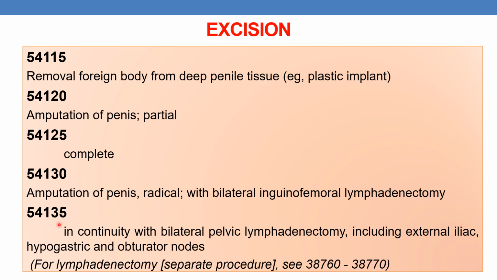The next is 54135. Amputation of penis radical with bilateral lymphadenectomy in continuity with bilateral pelvic lymphadenectomy, including external iliac, hypogastric and obturator nodes.